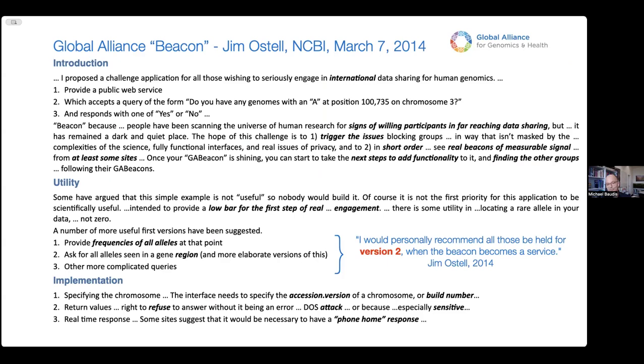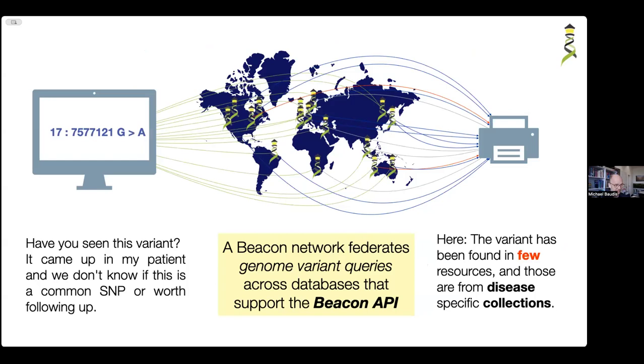Lots of the principles we will come to later were already outlined by Jim Ostell from NCBI, who presented this idea in 2014, especially that there should be a version 2, which goes beyond just this variant matching and variant discovery, providing more utility.